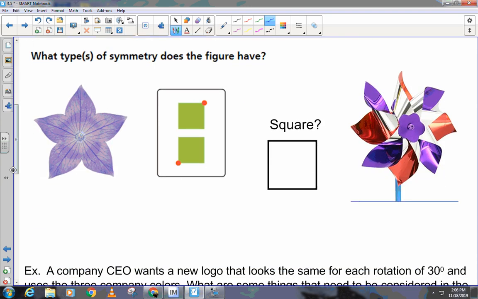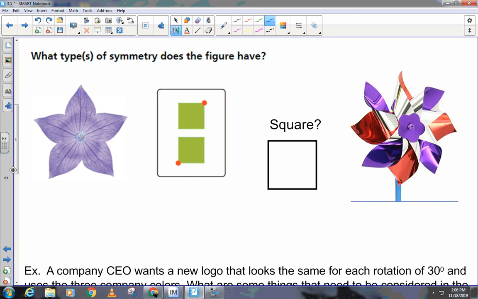Okay, here are some different shapes. Here's a flower. There's lots of symmetries in flowers and in nature and architecture. If you're going to go into interior design, you need to understand symmetry. All right. What type of symmetry does each figure have? So the flower, what kind of symmetry would it have?